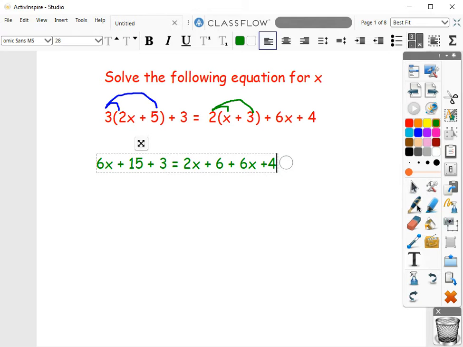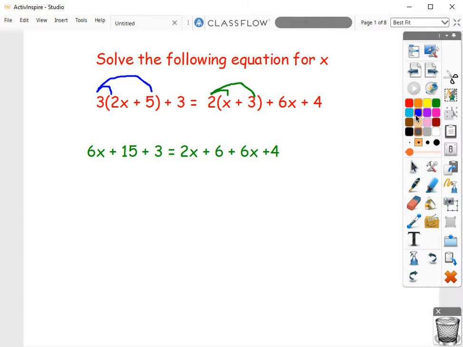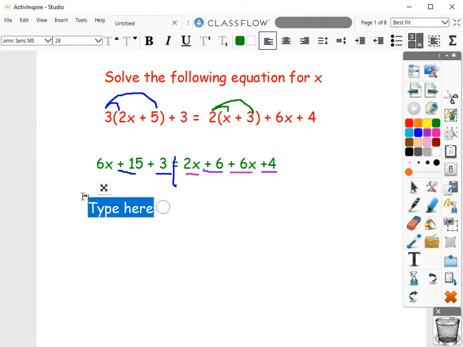All right, things are great now. Now that's a little bit long, so I can go ahead and start simplifying some things together. On the left side of the equal sign, I've got plus 15 and plus 3. On the right side of the equal sign, I've got 2x that I can add to the 6x, and I've also got my plus 6 and my plus 4 that I can combine together. What happens on the next step is I get 6x plus 18 equals 8x plus 6 plus 4 equals 10.